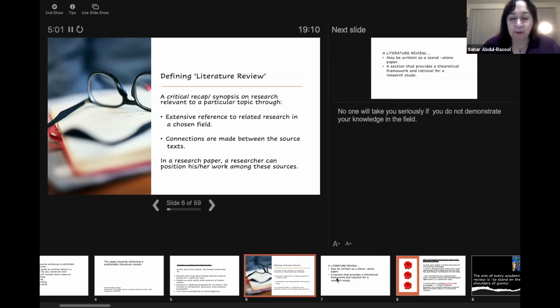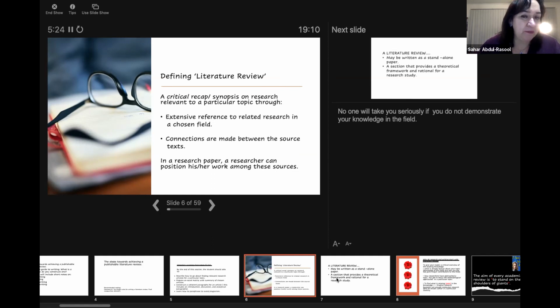If you still remember that triangle, the Bloom triangle that Dr. Mumtaz projected yesterday, that triangle has different levels of cognition or cognitive thinking. And when you write a literature review, it's not a way of reiterating what the others have said.